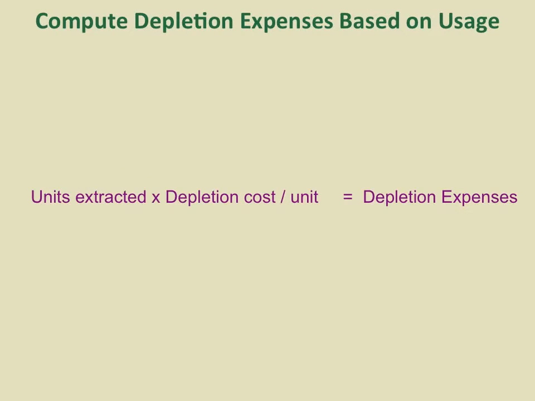In the last step, we can compute depletion expenses based on the usage or extraction. Basically, what we're going to do is use this depletion cost per unit we just calculated in the last step times the number of units of those natural resources extracted in this period. Then we can get the depletion expenses of this period.